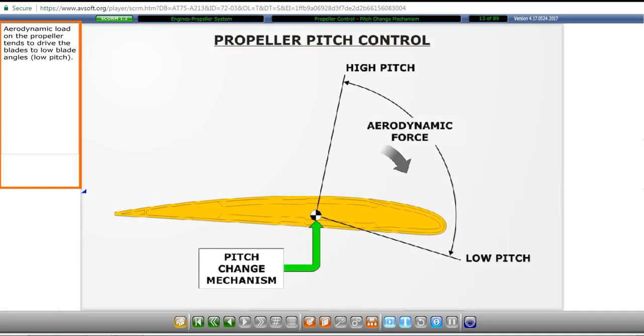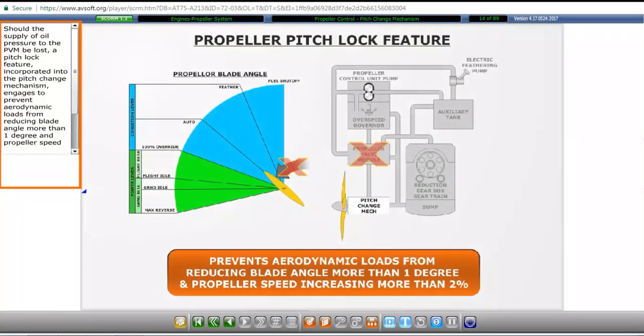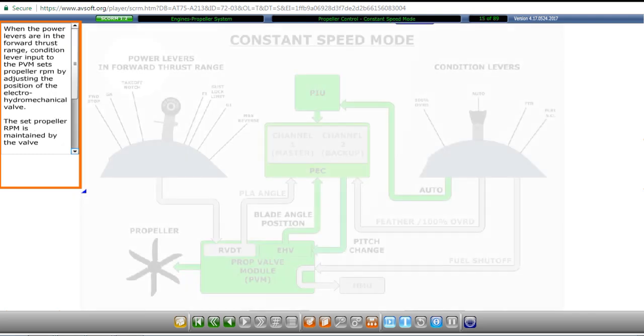Aerodynamic load on the propeller tends to drive the blades to low blade angles. Should the supply of oil pressure to the PVM be lost, a pitch lock feature incorporated into the pitch change mechanism engages to prevent aerodynamic loads from reducing blade angle more than 1 degree and propeller speed increasing more than 2% from the point of oil pressure loss.